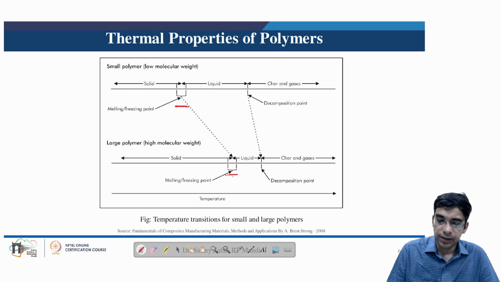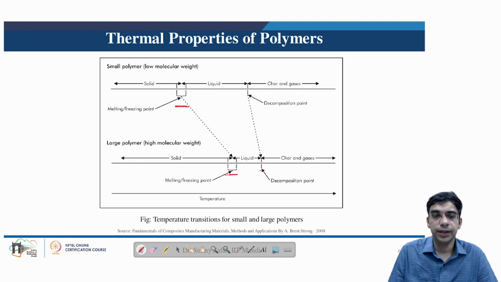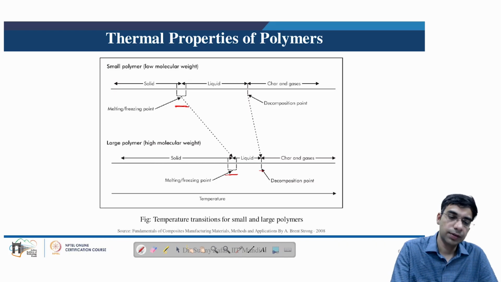And subsequent to that, the decomposition point also increases with the increase in molecular weight of the polymeric chain. So we can see there is also a slight increase in the decomposition point here, because of which in case of the long polymer chains the decomposition point becomes slightly higher. And beyond the decomposition point, be it the small polymer chain or the large polymer chain, charring and gases are generated, because of which the decomposition of the polymer is observed.